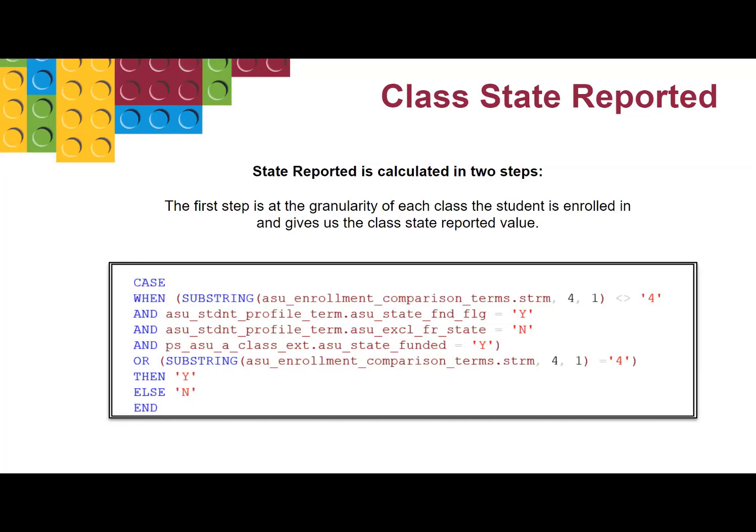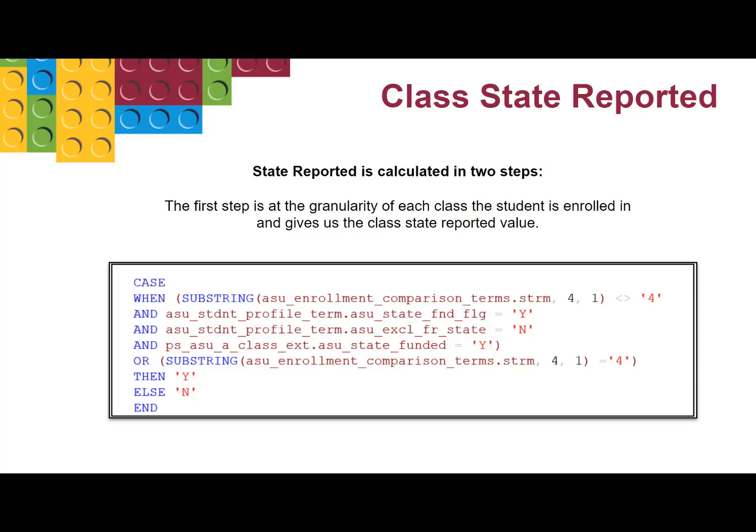So let's talk about state reported, which some of you are maybe used to hearing called state funding. We call it state reported now. Enrollment reports will always specify if the data is based on state reported or non-state reported totals. To count a student as state reported, we first have to figure out if any of the classes that they are enrolled in are state reported classes. In some cases, regardless of the funding of the class, students in specific programs might be excluded from state reporting, and that's indicated in the student profile term table with the ASU exclude from state flag equal to Y.